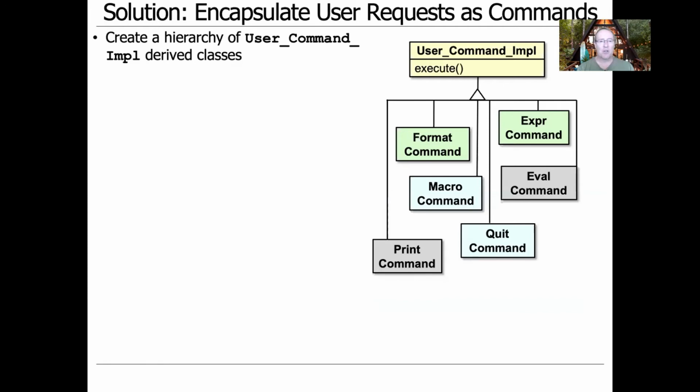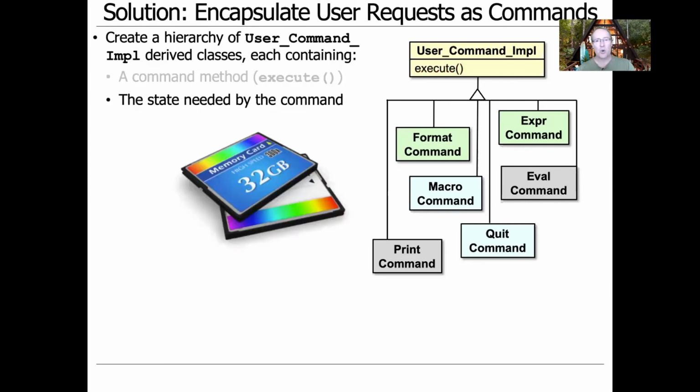So what we're going to do to make this simple is define a hierarchy of user command impl classes. There's going to be a base class called user command impl, which has a method called execute, which of course is going to be defined as being pure virtual. And then we're going to extend from user command impl to make different kinds of commands, like a format command, an expression or expr command, an eval command, a print command, a macro command, a quick command, and so on and so forth. And we'll do that just by subclassing from the base class and then overriding the execute method to do whatever that particular command requires. So to make this work, of course, we're going to have something in common. Every one of these derived classes will have a method called execute, and it'll also store any state. Each of the subclasses can store whatever state is necessary to do that particular command's bidding.